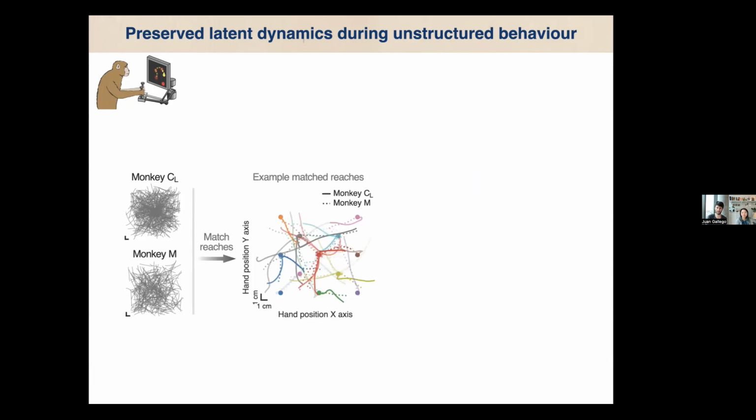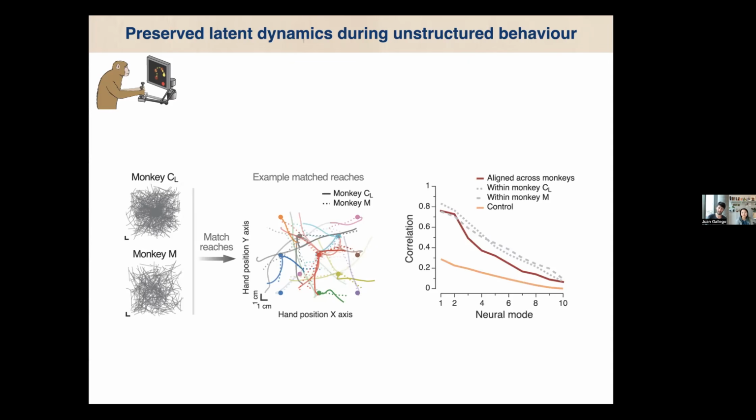So you can see that there are reaches all over the workspace. This is representing the entire workspace. But actually, Joanna went through the pretty labor-intensive process of developing a method to match reaches across monkeys and to obtain things like this. So what you see is the solid and dashed lines were the reaches that are more similar in terms of hand kinematics across sessions from these monkeys.